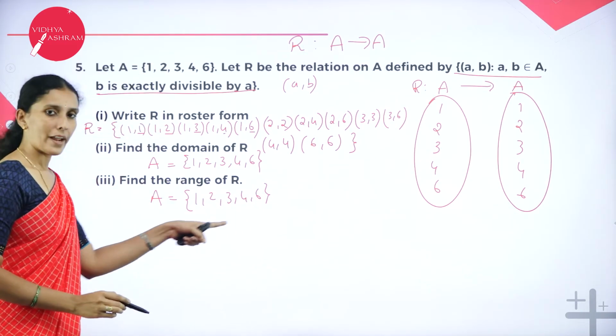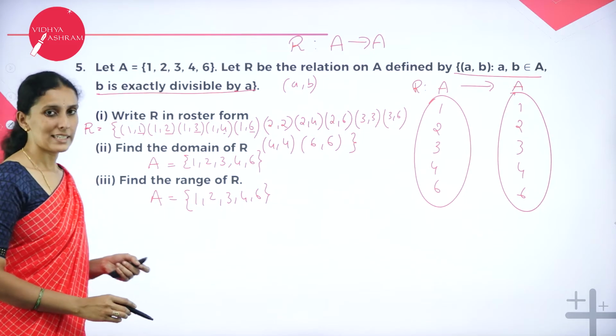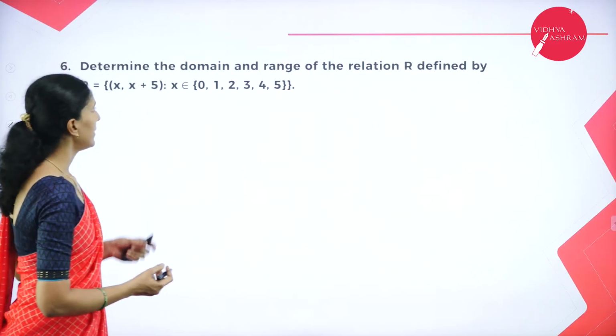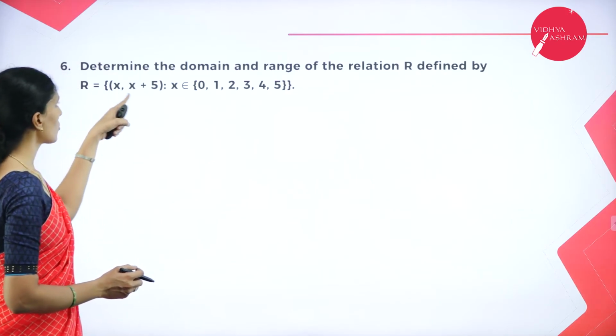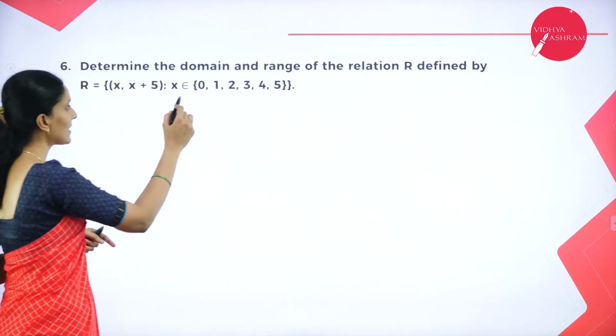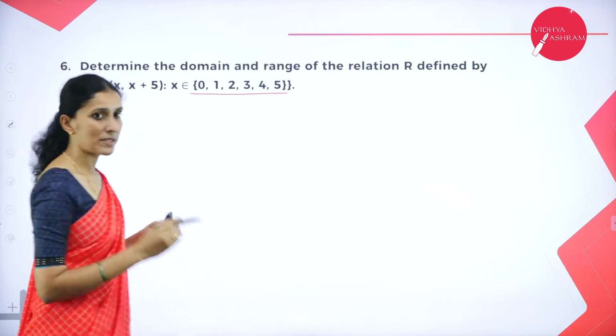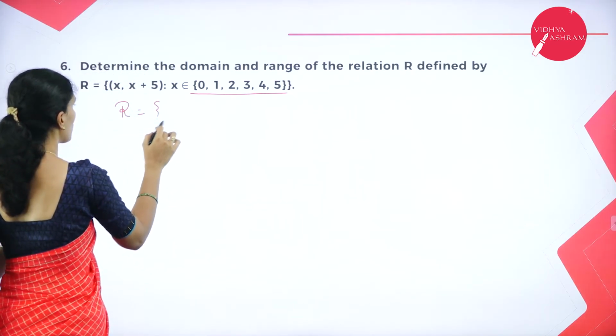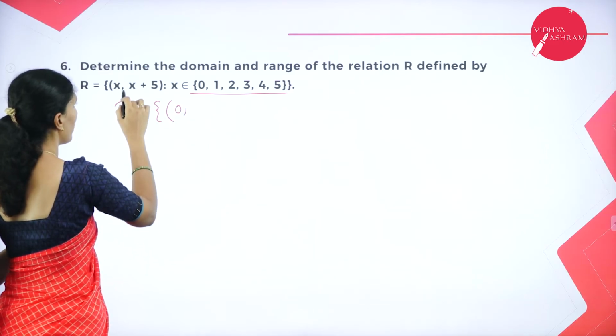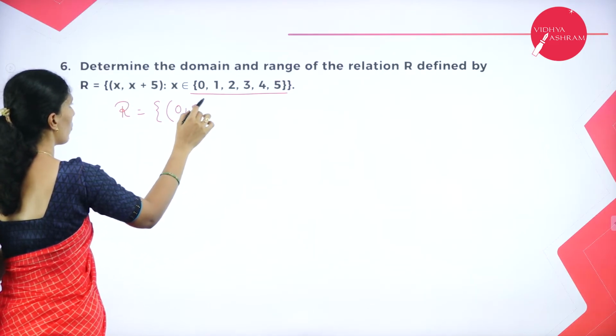So either you can write all the sets or just A. Next, determine the domain and range of the relation R defined by (x, x plus 5). X contains all the values from 0 to 5. So therefore, R can take the values of (0, ...). If you put 0 here, it is (0, 5).